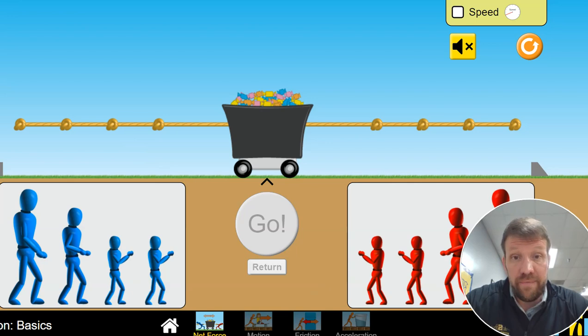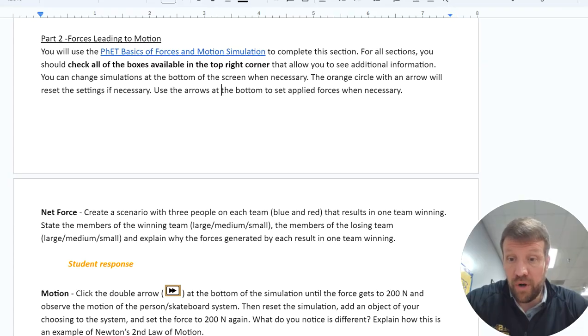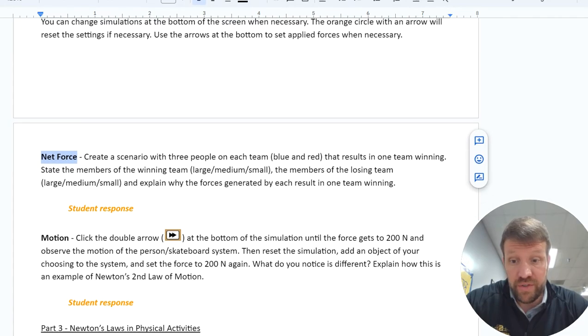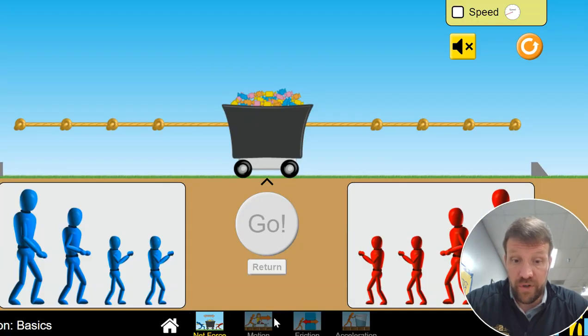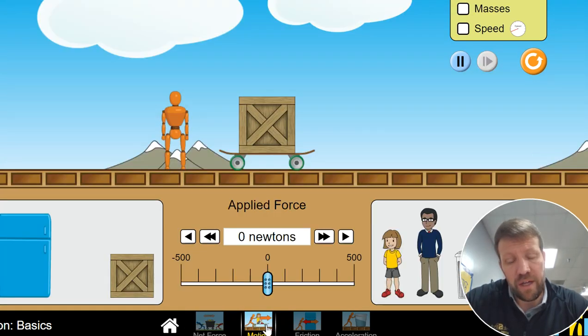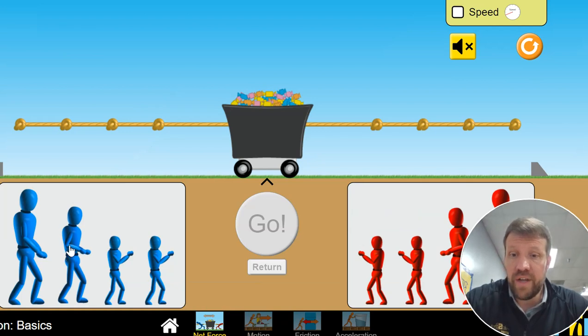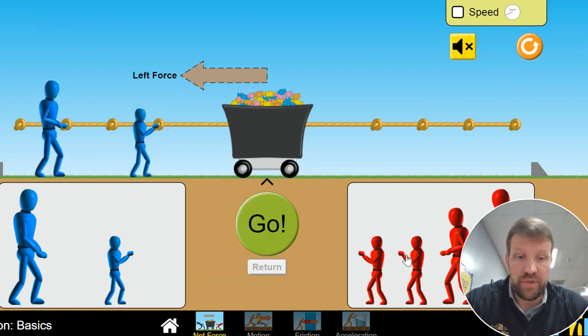I'm gonna start on the net force, and you'll notice there's two parts here, right? One uses net force, and the other uses the motion, okay? So net force is the first one, and then motion, you can change it right down here at the bottom. You can go back to the home screen if you want also, but you can just change it right there at the bottom by clicking on motion. Okay. For net force, you can choose different size people to do a tug of war.